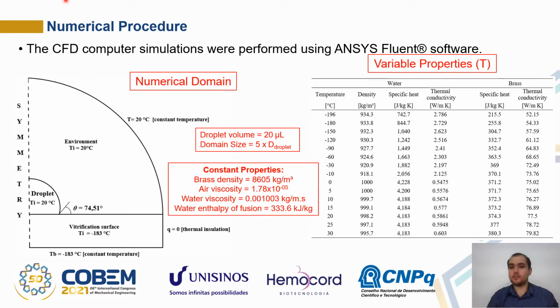Okay, here is the numerical procedure. We use the software ANSYS Fluent for the computer simulations. The numerical domain consists of 3 regions: environment composed of air, droplet composed of water with a volume of 20 microliters and a contact angle from the experiment, and the vitrification surface composed of brass. We use the symmetry condition to simulate only half of the domain. We use variable properties for water and brass, and we consider the sides of the substrate with thermal insulation.